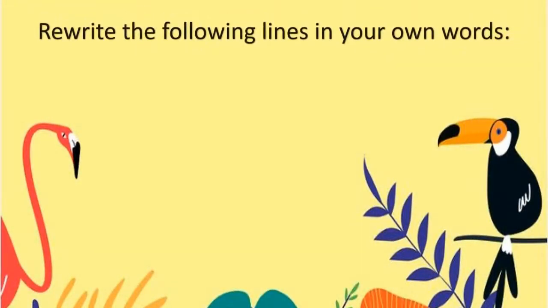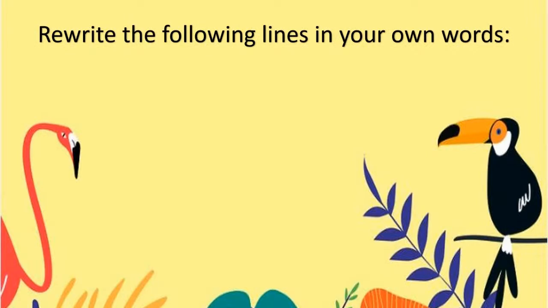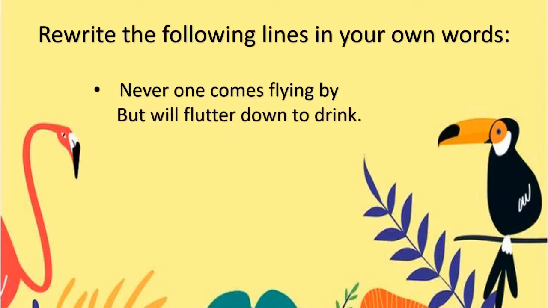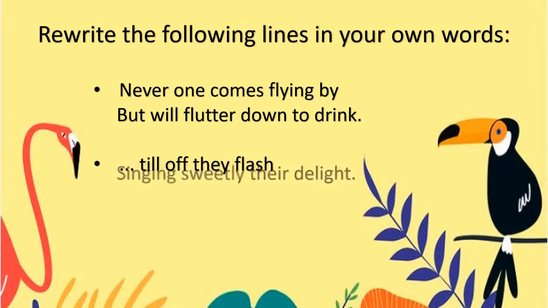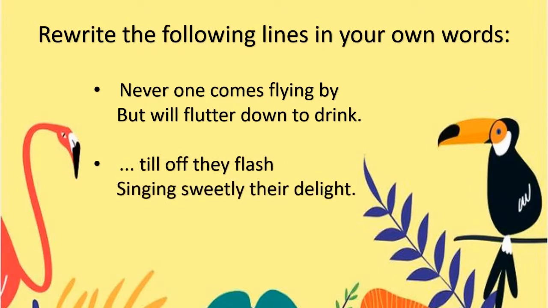Rewrite the following lines in your own words. First one is, never one comes flying by, but will flutter down to drink. The second one is, till off they flash, singing sweetly their delight. So students, the lines are given from the poem, so you have to rewrite the lines in your own words. It's a personal response question, so you have to rewrite the lines using your own words.